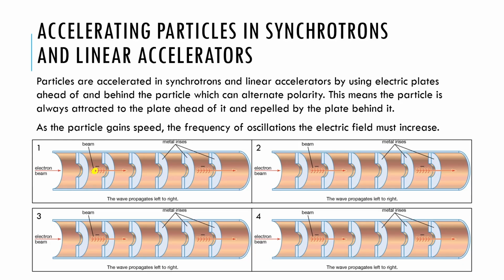So to demonstrate, I'm going to show what happens to the electron as it moves through our accelerator. In step 1, it's going to be in between the first and second plate. In step 2, it's going to be in between the second and third.